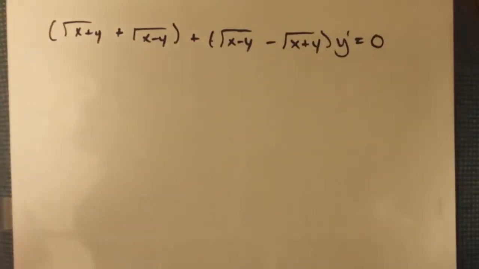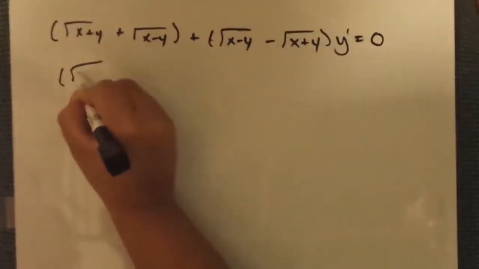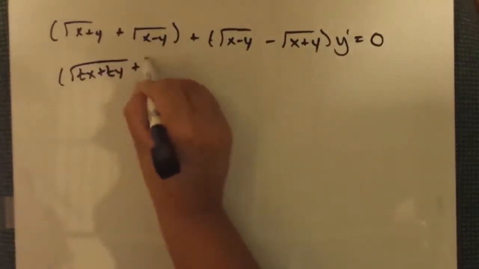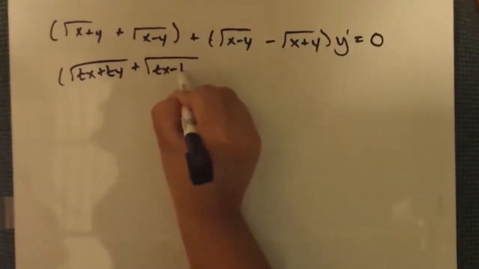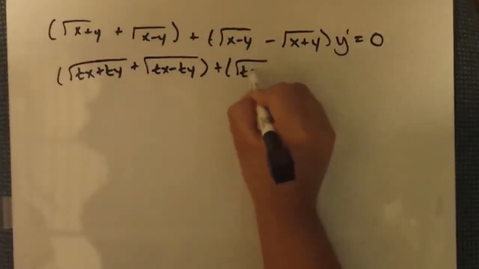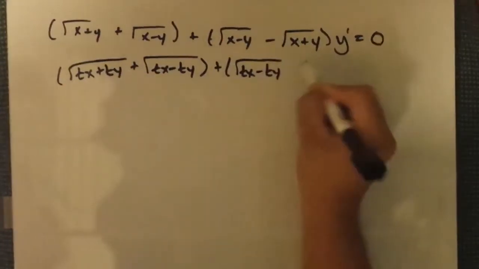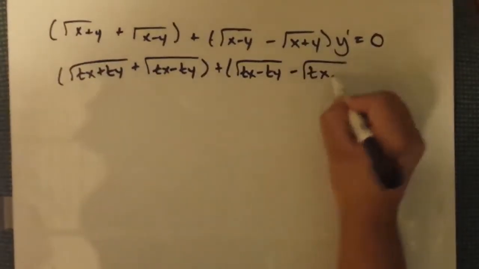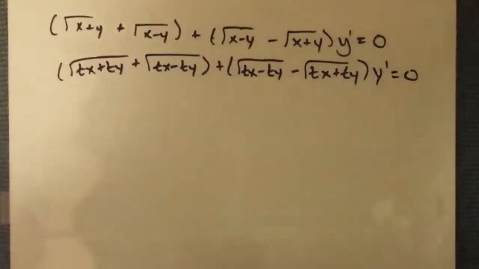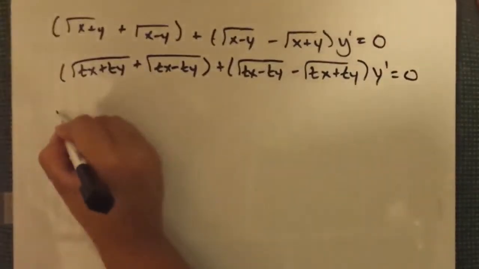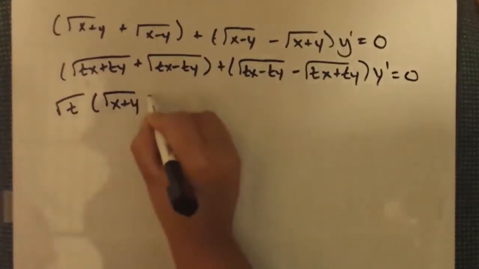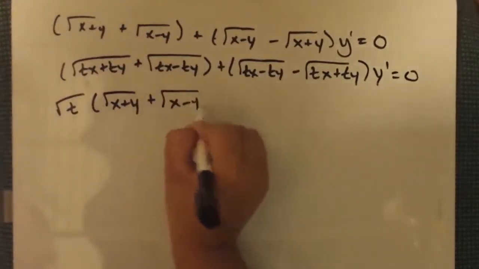We'll go ahead and do that, and we're going to start with the square root of tx plus ty plus the square root of tx minus ty, plus the square root of tx minus ty minus the square root of tx plus ty times y prime is equal to 0. As we can see from the first part, we can pull out the square root of t. Then we get the square root of x plus y plus the square root of x minus y.